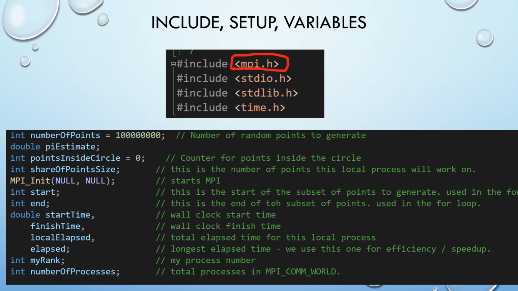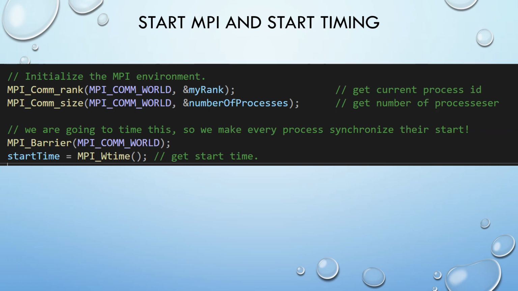I've got an integer for my rank and an integer for my number of processes. These are just the variables that I need in this little Pi program. Now here I am starting MPI and starting the wall clock. So first of all, I get what my rank is.